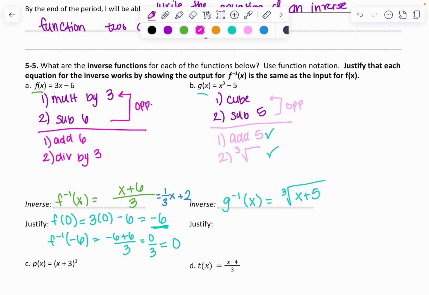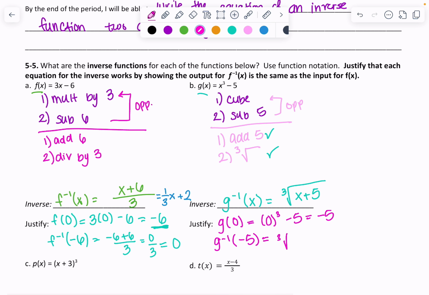sure that if we put something into g and we get an output, and then we put that output into the inverse, that we end up where we started. So let's try 0 again, just because that's an easy thing to plug in, right? We have 0 cubed minus 5, so we end up with -5. If we take that -5 and plug it into our inverse function, our goal is to hopefully get back to 0, because that's what we started with.